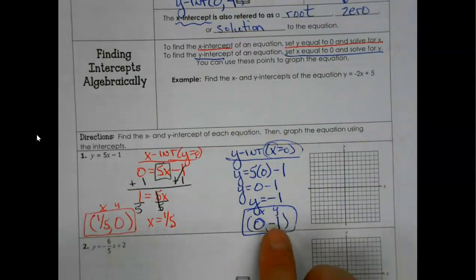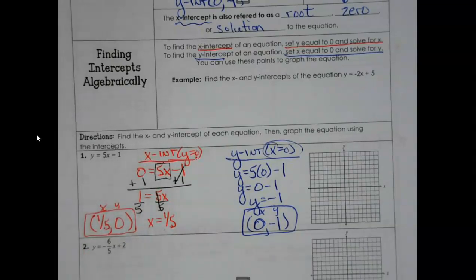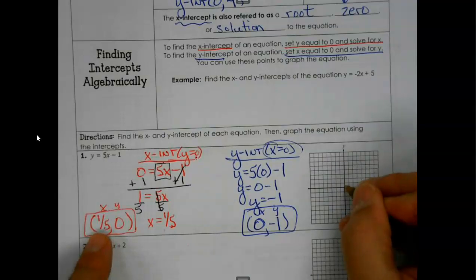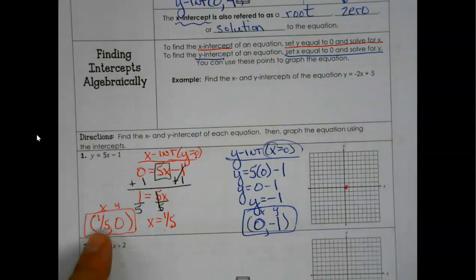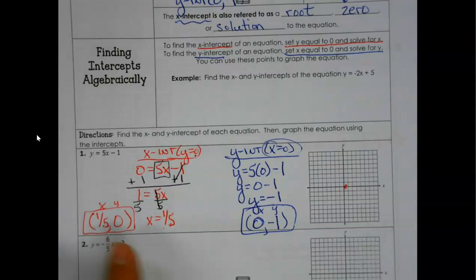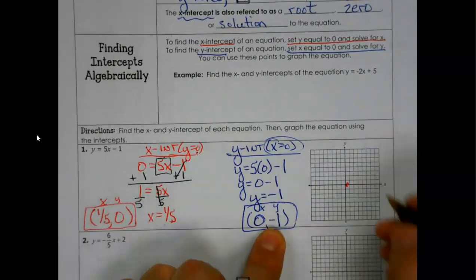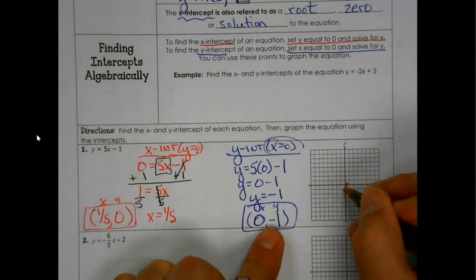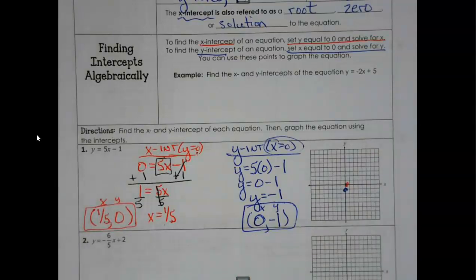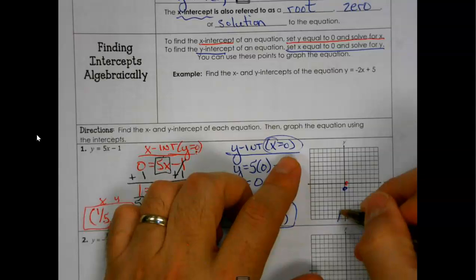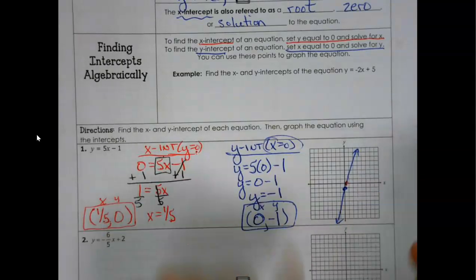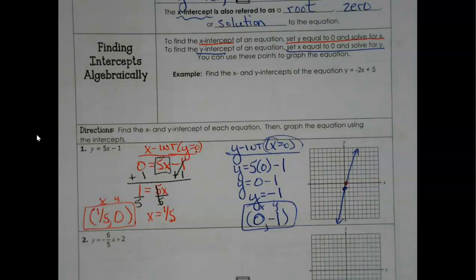Once you have those 2 points, you can go to your graph. Now, 1/5 is just a little past 0, so we'll just kind of wing it here. My y-intercept at negative 1 means we're going to go just down 1. You're going to have 1 point on the x-axis, 1 point on the y somewhere. And once you have those 2 points, connect the dots, you're done. That's all we have to do.